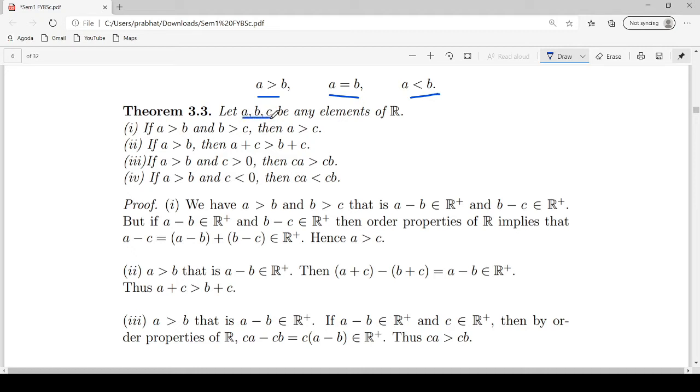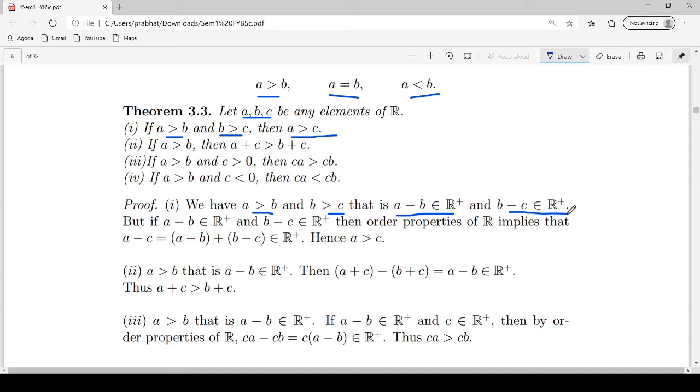Let A, B, C be any real numbers. Now the first statement of this theorem says if A is greater than B and B is greater than C, then A is also greater than C. Let's prove it. First of all, you have A is greater than B. Now by the definition of our inequalities, A greater than B implies A minus B belongs to our set of positive real numbers R plus. Similarly, B greater than C implies B minus C belongs to R plus.